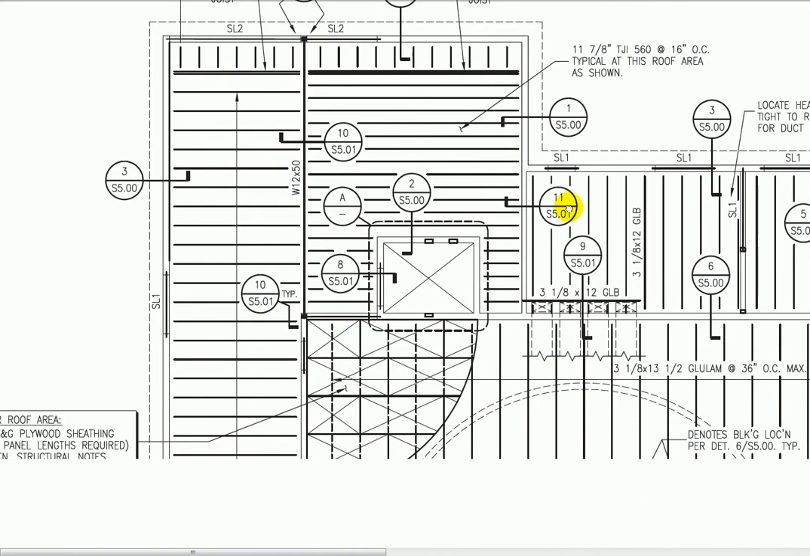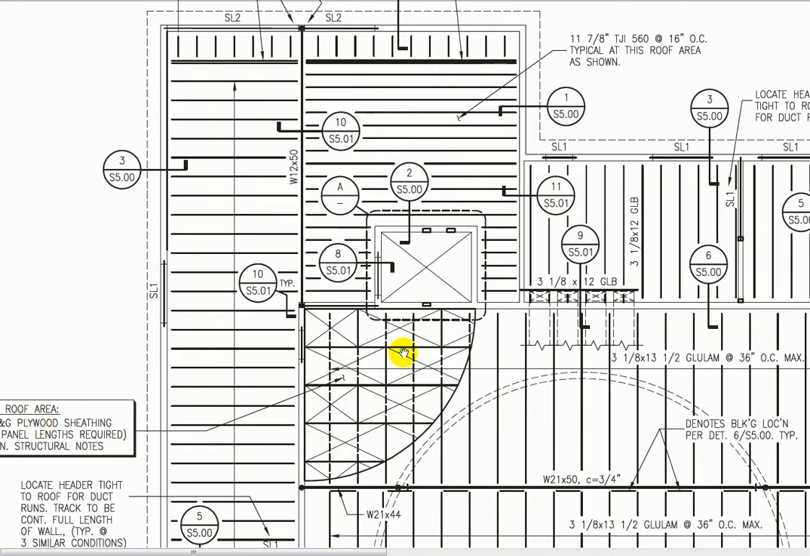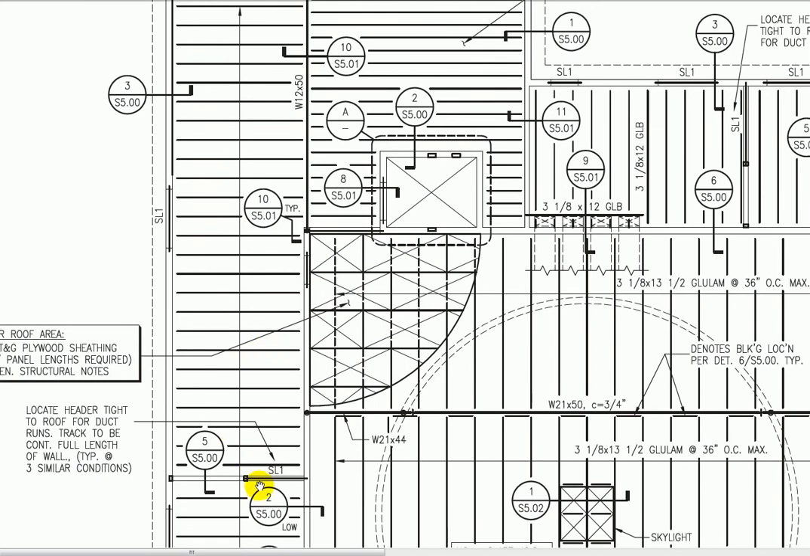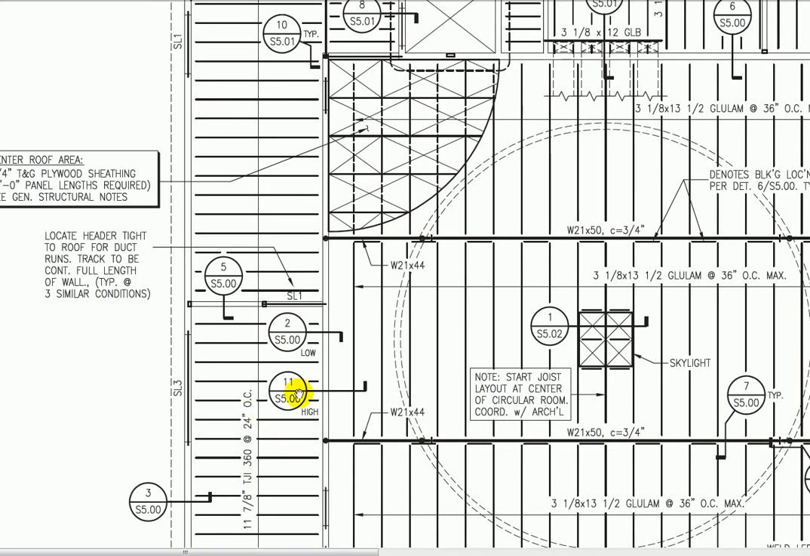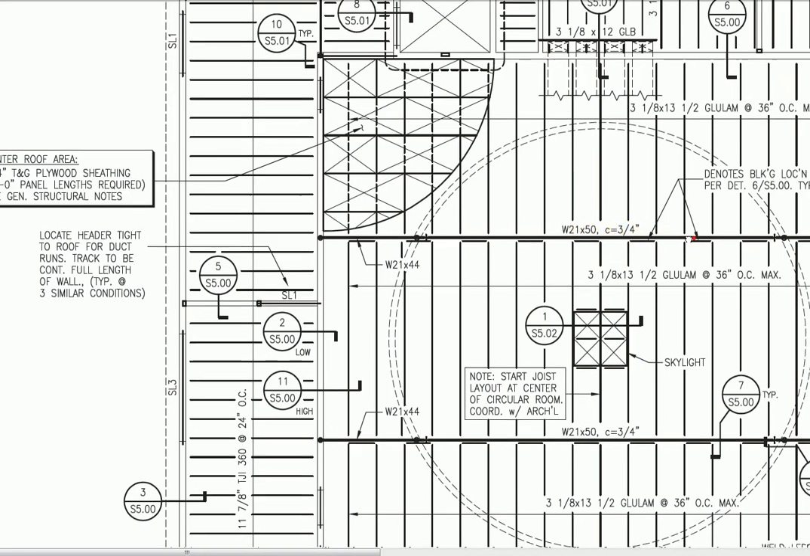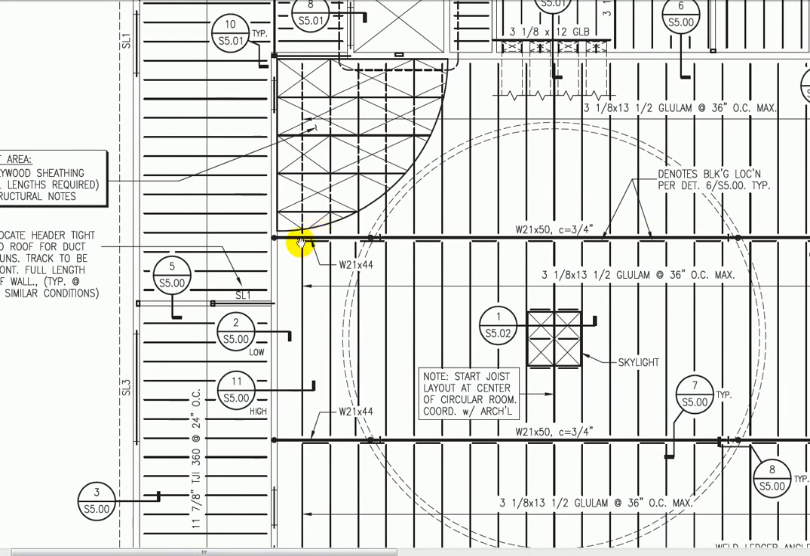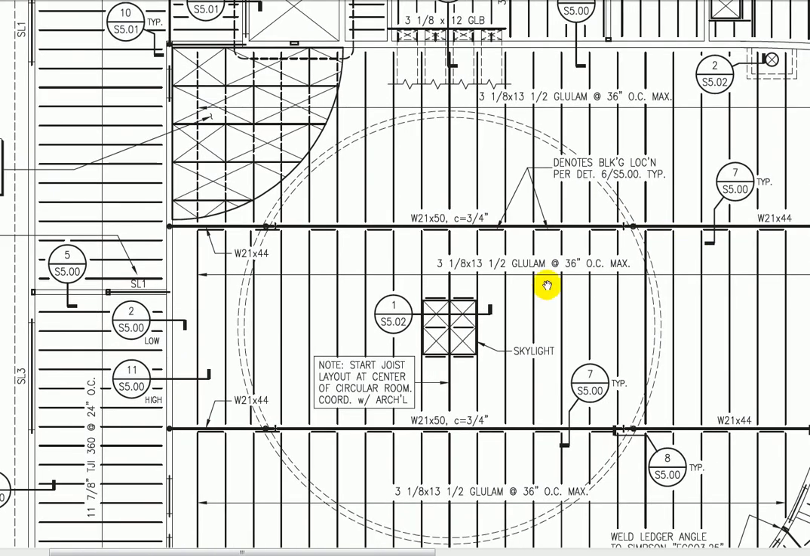If we scan around here, we've got some roof area is plywood sheathing, and right here we have truss joists at 24-inch on center. Here we have a steel beam going across, W21x50. C 3/4 inch means there's a 3/4 inch camber on the beam. It looks like this little symbol here looks like it stops, so it's a W21x44, runs over the column, and then there's a splice and another splice there, and then we have these 3/8 inch by 13.5 inch glue laminated beams going between here.